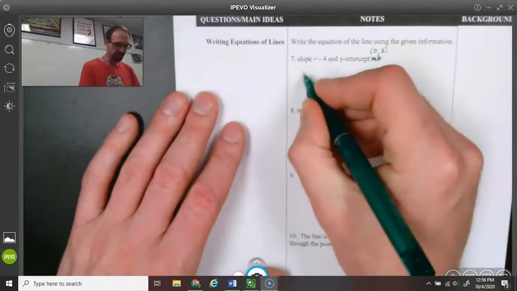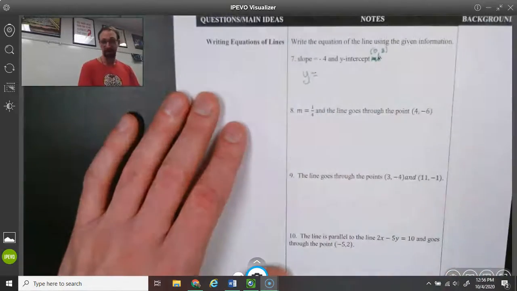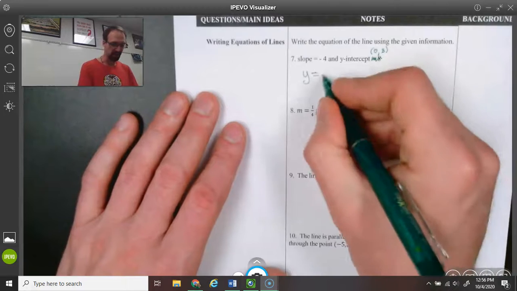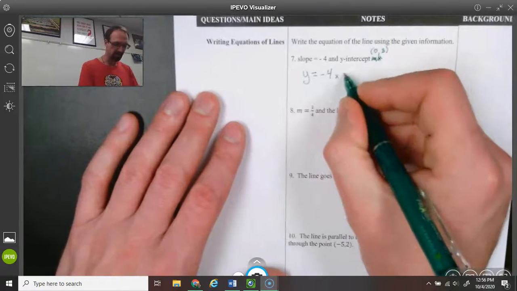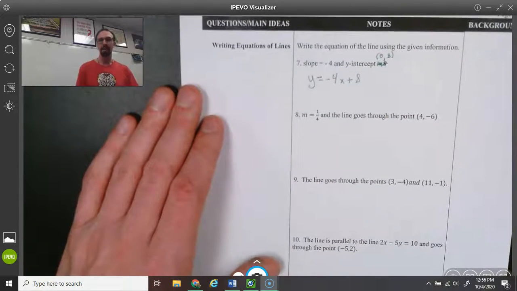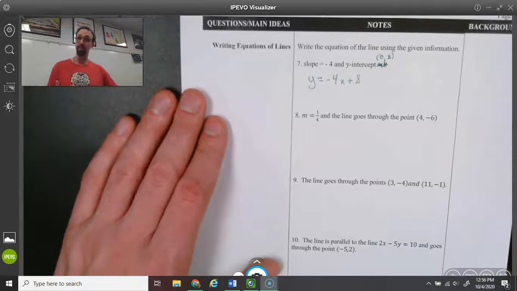So the slope, this one is written in slope-intercept form. You're given slope and intercept. So I'm going to write it as y equals -4x plus 8. That's it. That's all I'm asking. If I'm asking for you to convert to a different form, make sure that you show me the steps.